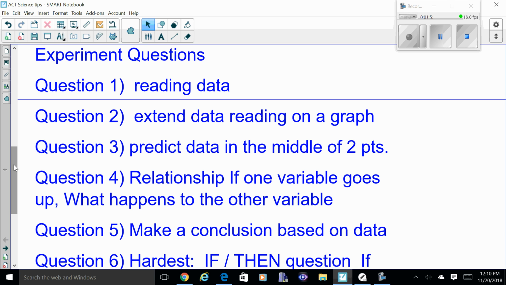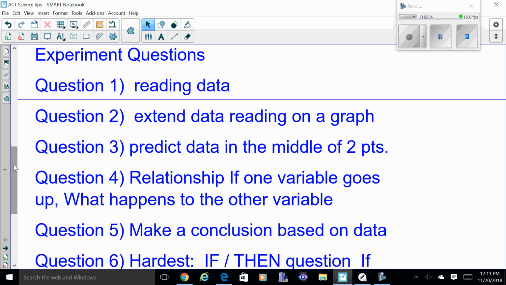Another type of question, number 3, is you're going to have to predict data between 2 points on a chart or a graph. So let's just say they gave you a chart that went 10, 20, and then went to 40, 50, you'd sort of have to predict what that 30 point would be. Number 4, you have to find the relationship: if one variable goes up, what happens to the other variable? Once again, sort of like the charts and graphs section. So these 2 things are quite a bit alike.